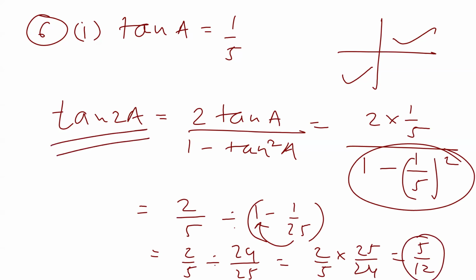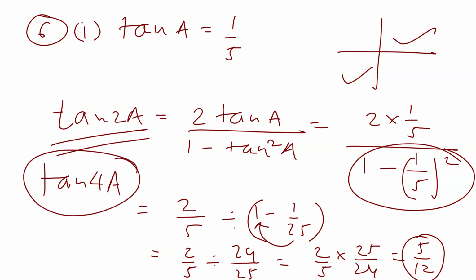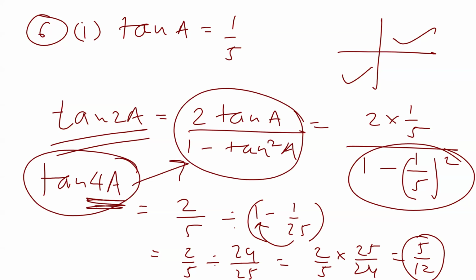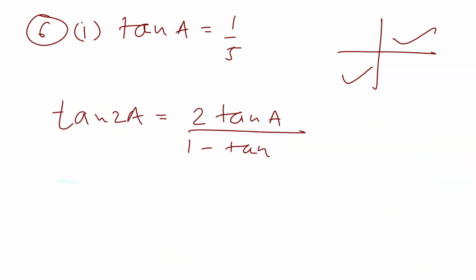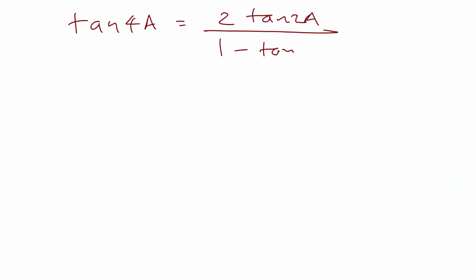Okay. Now they're asking tan 4A. So I'll use the same formula, but this time the right hand side will have 2A instead, because of the half angle. Okay, so that I'll solve on the next page. So tan 4A is equal to 2 tan 2A upon 1 minus tan square 2A. Now we have this particular value, tan 2A value we just calculated, that is 5 by 12.